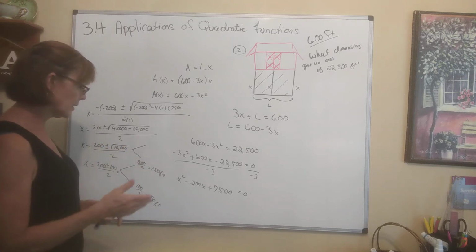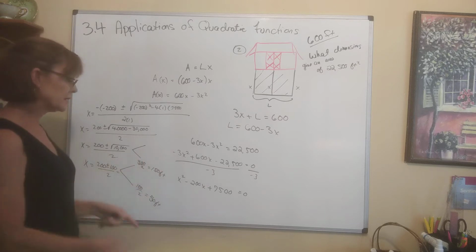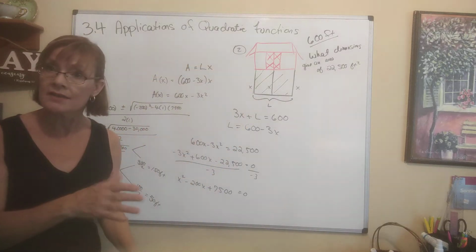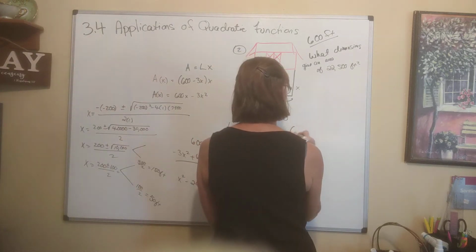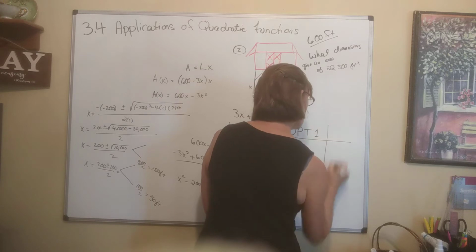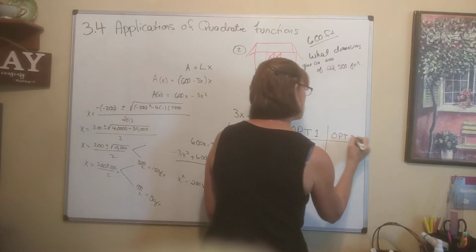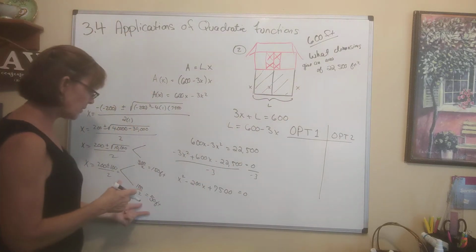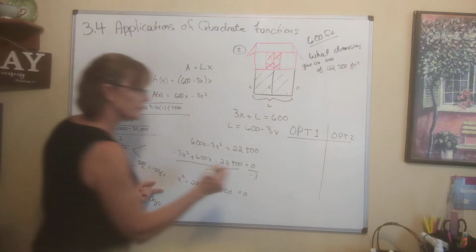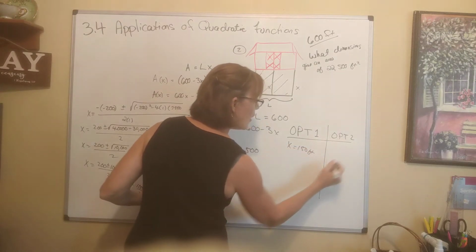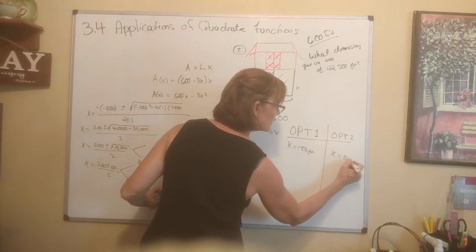what they asked me to do is say, what are the dimensions? These are not the 2 dimensions for x and L. These are 2 options for x. And so what we find here is that there's two answers to this. So here's option 1, and here's option 2. All right. If we need the area to be this much, you could make x be 150. X could be 150 feet, or x could be 50 feet.